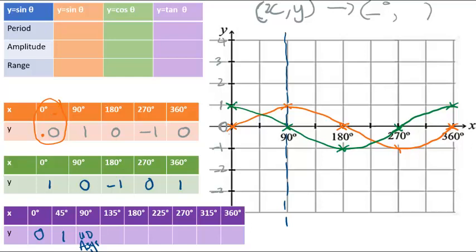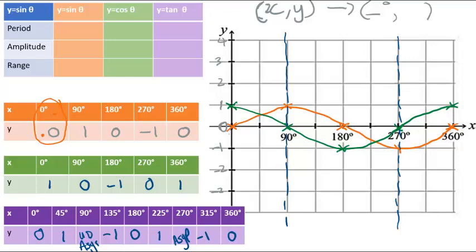Next up, we have 135. It's going to be negative 1. 180 is 0. 225 is positive 1. And then you are going to have an asymptote. So 270 is going to be your next asymptote. 315 is negative 1. 360 is 0.